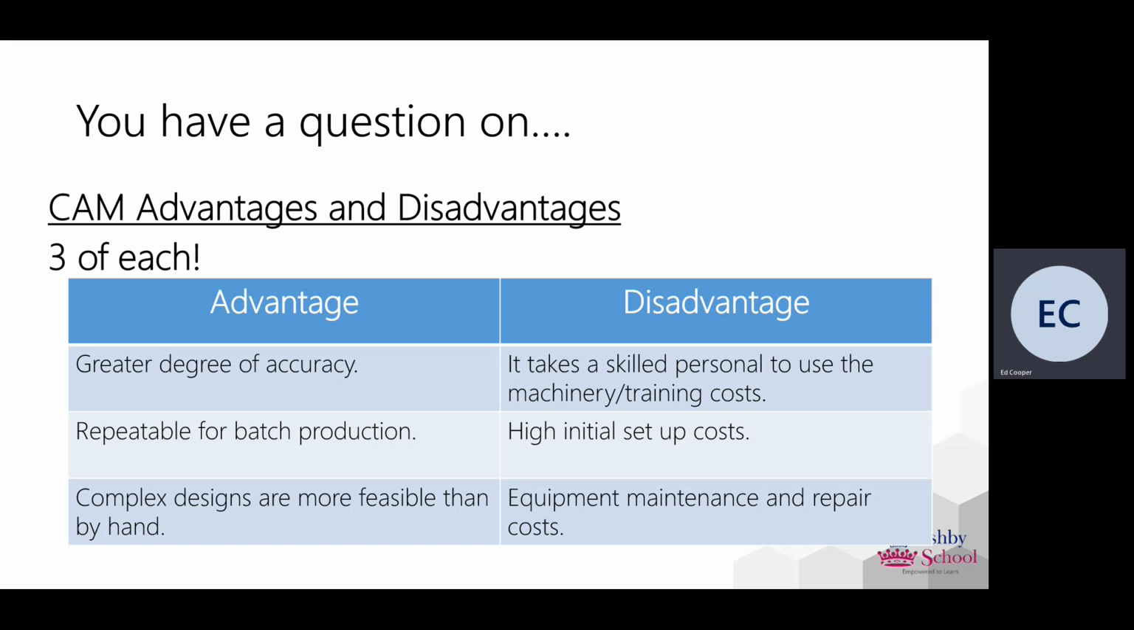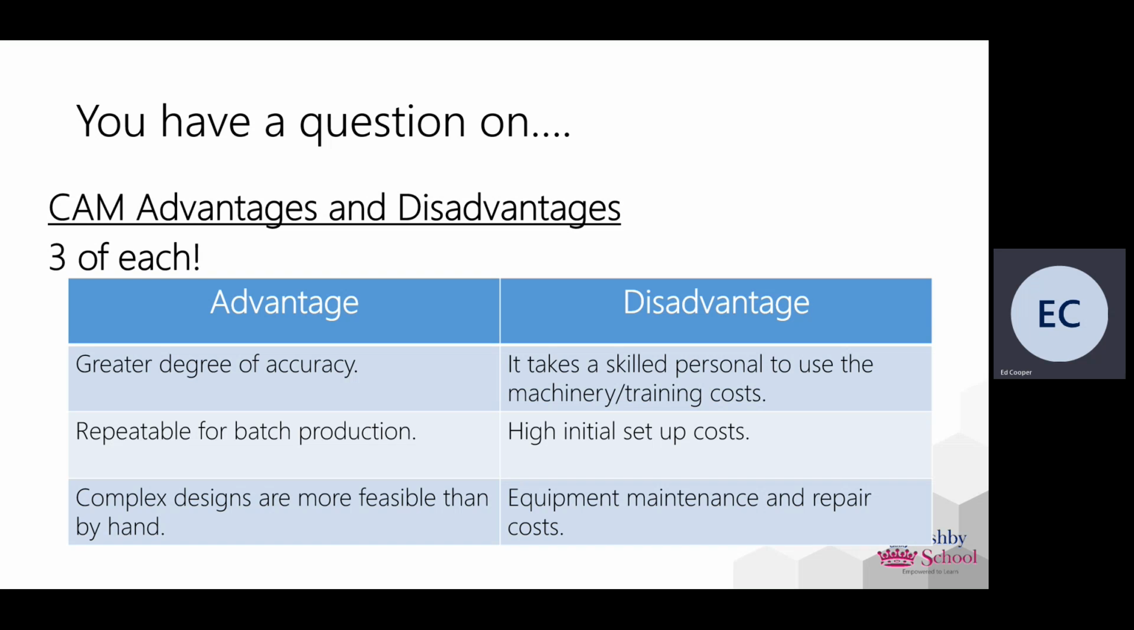A disadvantage is that it takes skilled people to use the machinery. There are training costs to get that machinery set up and ready. Maintaining the 3D printers, for example: the printers themselves are about £150, so it's not expensive, but then we need lots of people to be trained on how to set it up, how to maintain it, how to look after it.